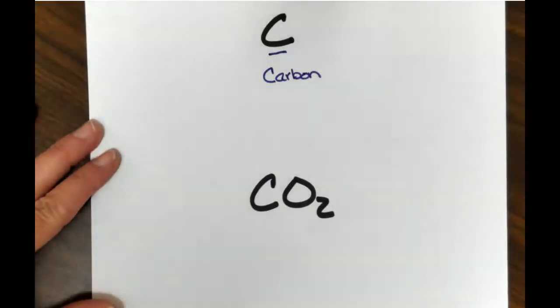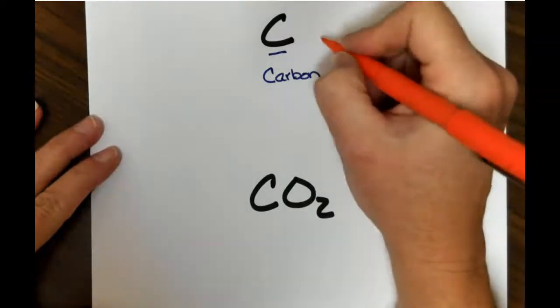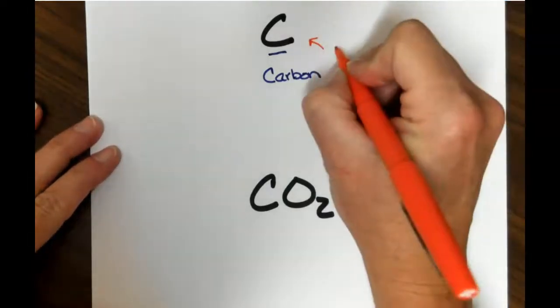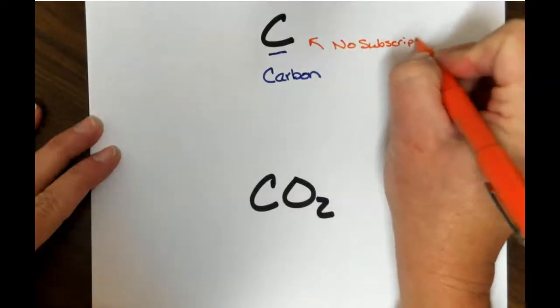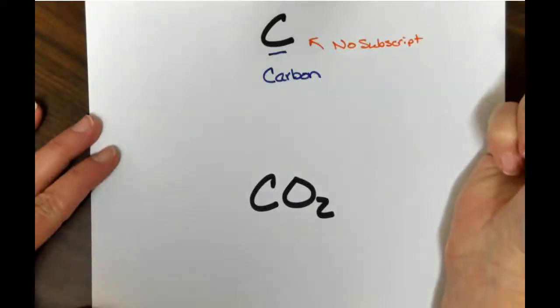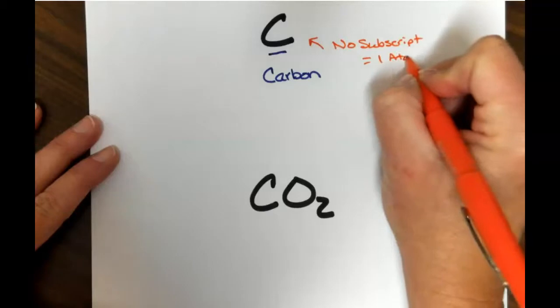The next step is to look for a subscript. Remember, the subscript is the little number that comes behind the element that tells me the number of atoms. In this case, I have no subscript. Now, if there is no subscript, that doesn't mean that there's no atoms. It just means that there is only one atom of that element.